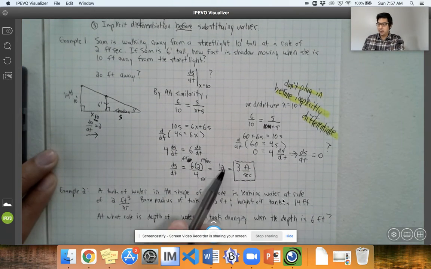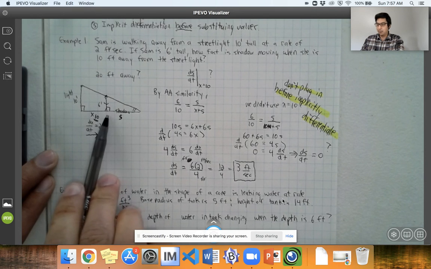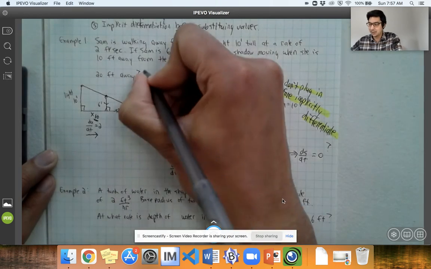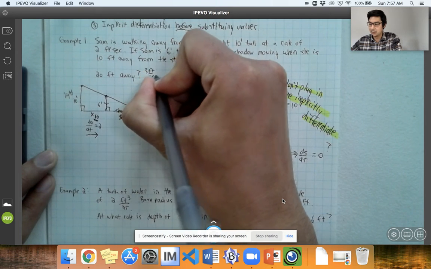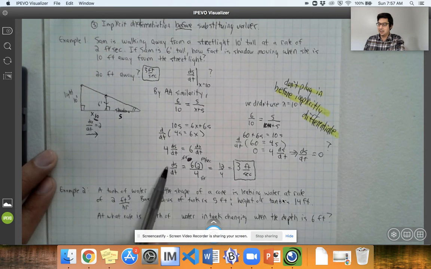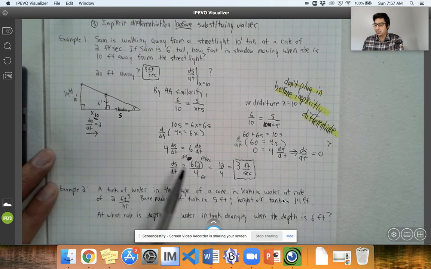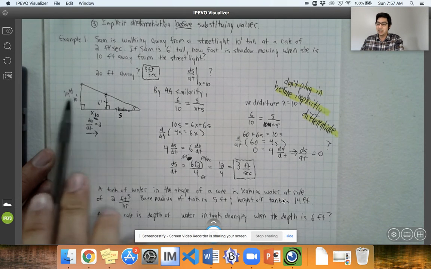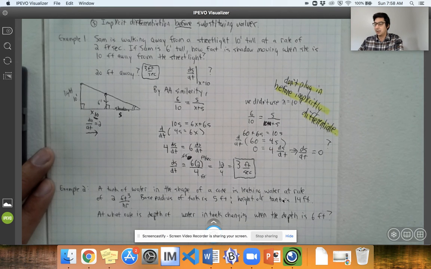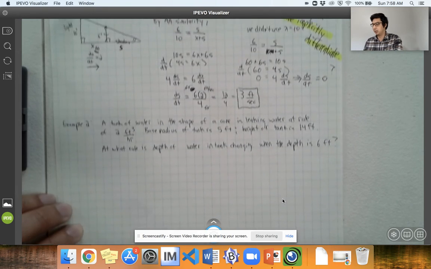Now, I figured out how fast she was going when she was 10 feet away. Would it matter 20 feet away? Notice at 20 feet away, it'll still be the same answer. It's still going to be 3 feet per second, because we never even used the 10. The ds dt does not rely on what x is. It only is in relation to the rate at which she's moving away and the length of the light and herself. X was never involved in knowing this, which is very interesting. Okay, good. Let's look at example 2.